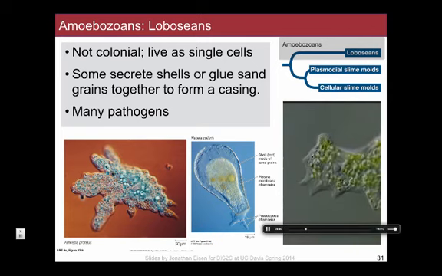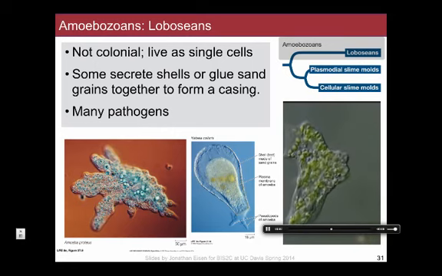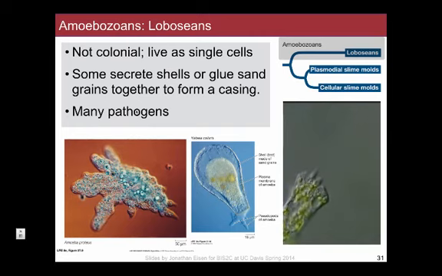Loboseans, this is a photosynthetic Lobosean crawling around here. Almost all of them that are known live as single cells. There are many pathogens in the group. They secrete a glue-like structure on the outside of the cell, and they can create a house around them, kind of like you might have seen with hermit crabs and other animals. These single-celled organisms can collect various materials on the outside of their cell with this glue-like substance.